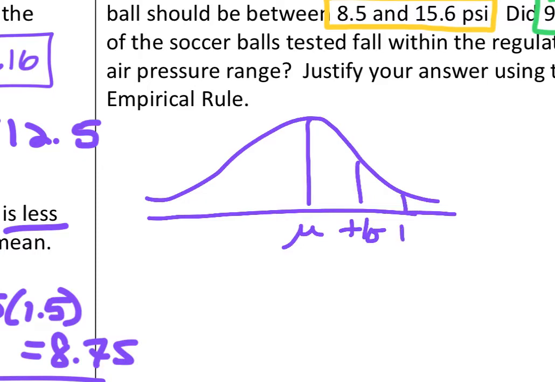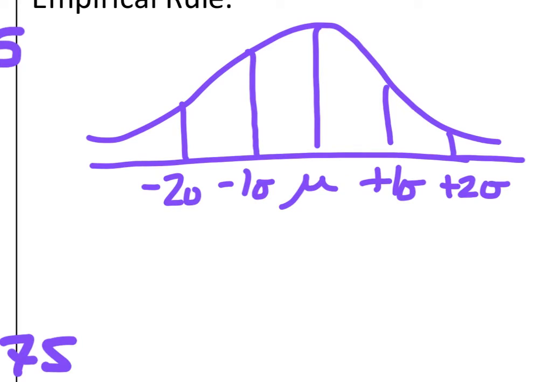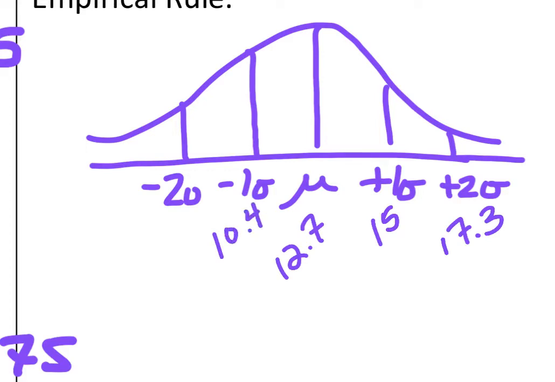And then I'm going to label +1 and -1 standard deviation, +2 and -2 standard deviations. And if the mean is 12.7, then +1 standard deviation is going to be 15, and +2 standard deviations is going to be 17.3. And -1 standard deviation is going to be 10.4, and -2 standard deviations is going to be 8.1.